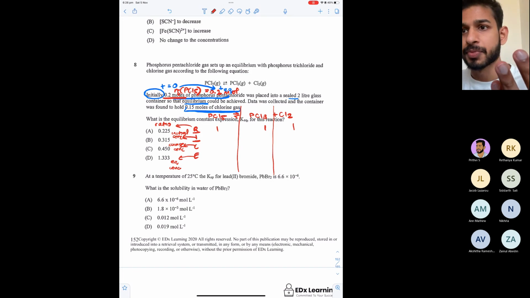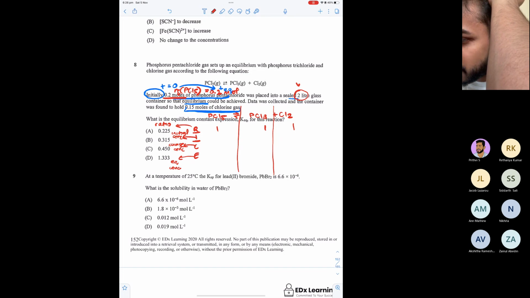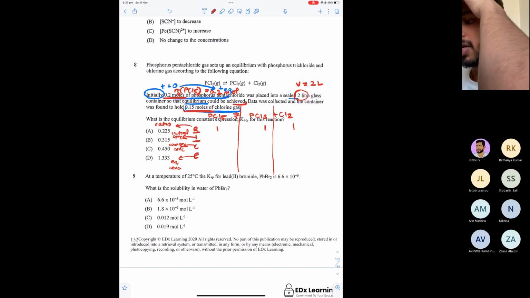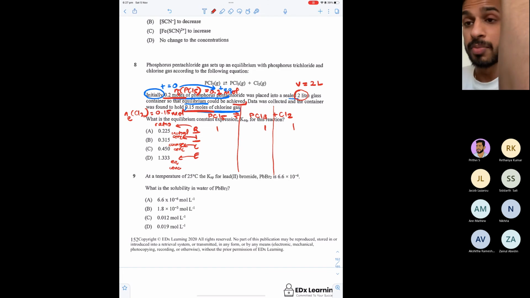That's my data. What else have we been given? It's in a 2-liter vessel, so I'm going to write V, or volume, is equal to 2 liters. And so equilibrium could be achieved. Data was collected, and at equilibrium, it was found that there's 0.15 moles of chlorine gas. So now I know the number of moles of chlorine gas at equilibrium is equal to 0.15 moles.